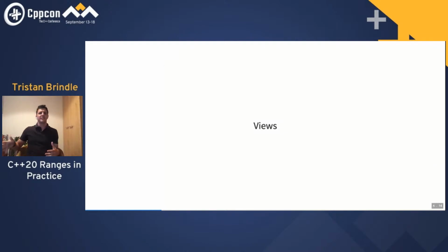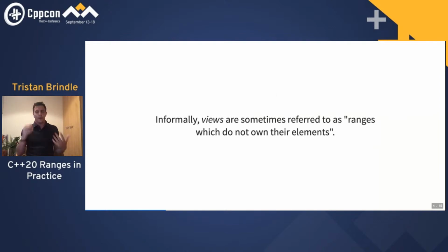So let's delve further into this rabbit hole and talk about views. Informally, when people are talking casually, trying to explain in one sentence what a view is, sometimes people say, well, a view is a range that doesn't own its elements. And that makes it sound quite a lot like a borrowed range. They're actually distinct concepts.